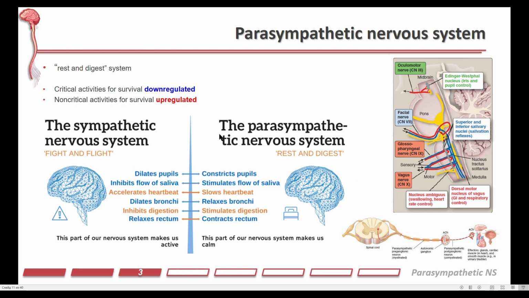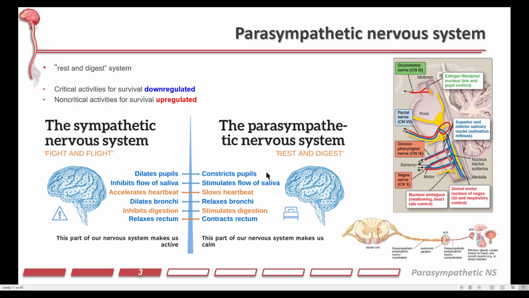Parasympathetic nervous system could be described as the rest and digest system. So what happens in this case? It will be just the opposite. Critical activities for survival will be downregulated, and non-critical activities will be upregulated. So basically here you have a comparison of what happens in case of parasympathetic activation.